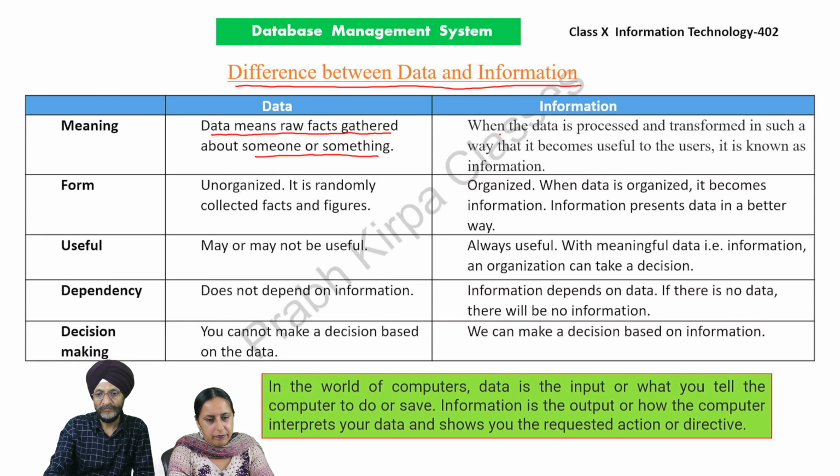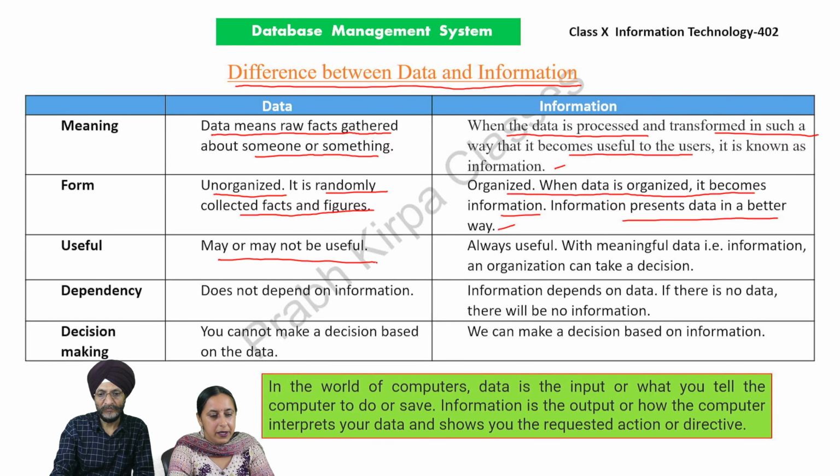On the other hand, when the data is processed and transformed in such a way that it becomes useful to the users, it is known as information. Data is in unorganized form. It is randomly collected facts and figures. When data is organized, it becomes information. Information presents data in a better way.